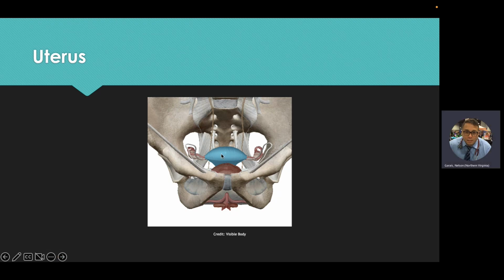Here's another view of the uterus in the pelvic cavity here. And you can see when baby grows, baby's going to grow into this nice and hopefully wide room here.